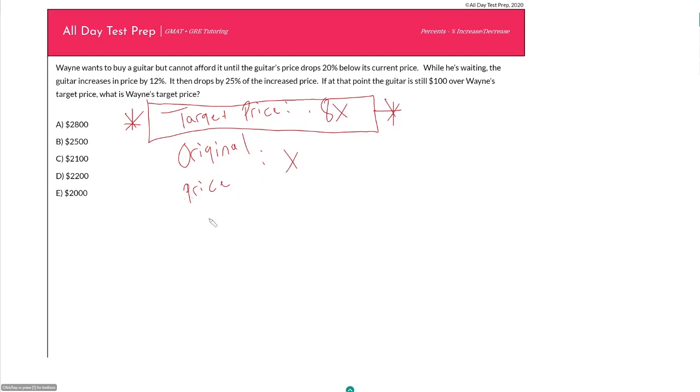So now he has this original price. Then while he's waiting, it increases by 12%. So now we have our increased price. And we'll also know that in addition to making accurate translations, what you need to do, because otherwise you will not get the right answer in the end, you also want to be very good at labeling all of your translations, because we are going to make all of our translations first. We're going to set up the question first before we do any arithmetic.